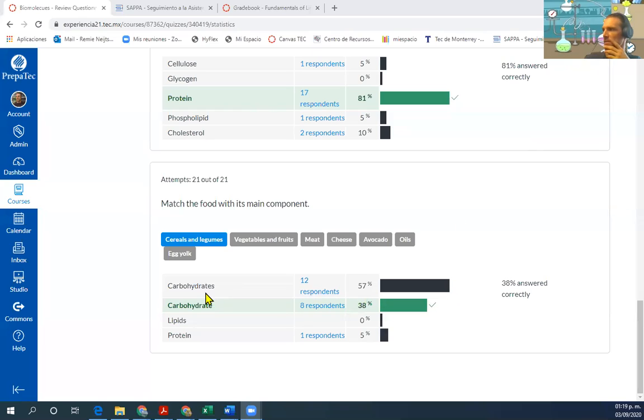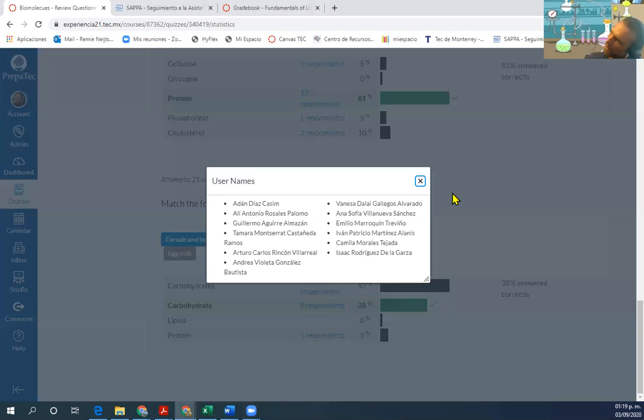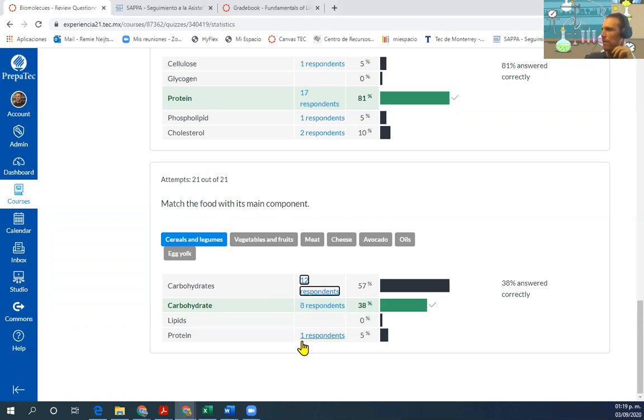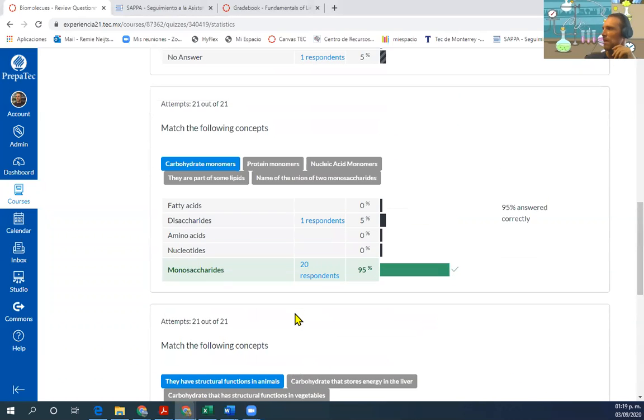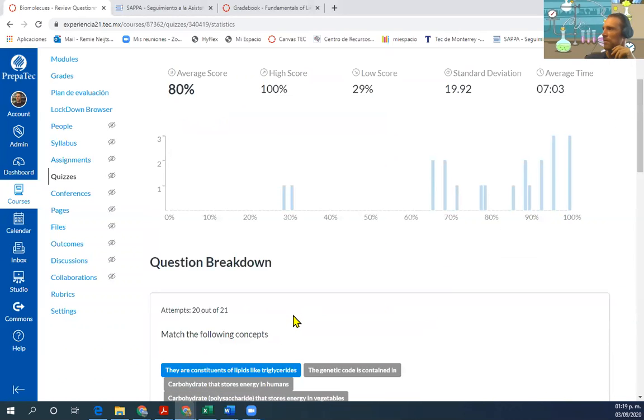So far, 38 answered correctly, but this 57% should also be considered. So I have your names right here to review that for you. It's very nice. We can see everything. It's very detailed.